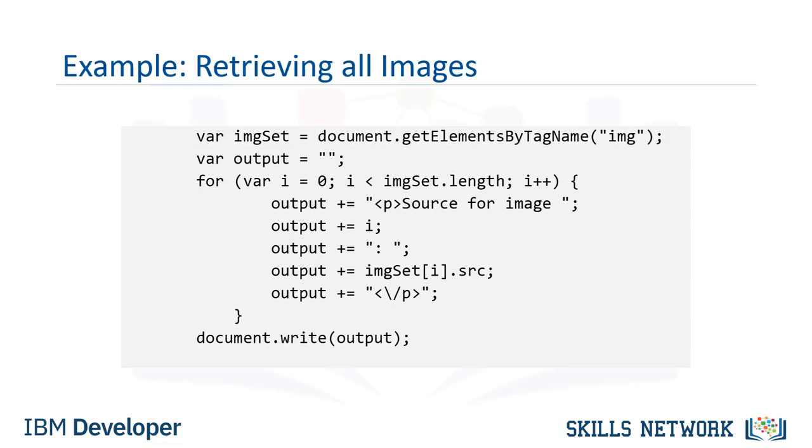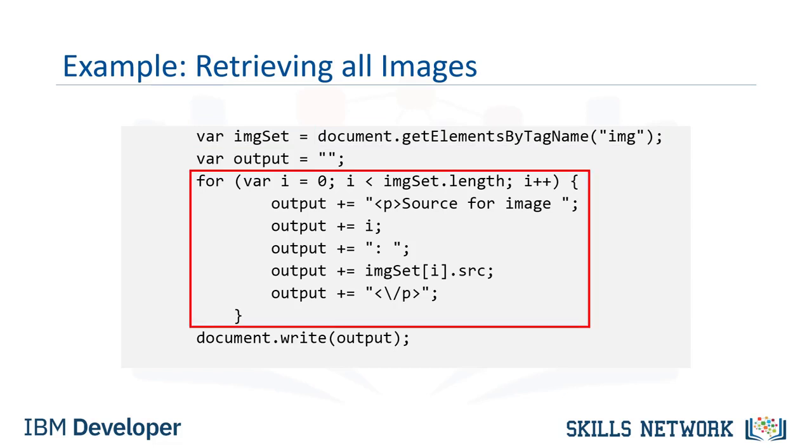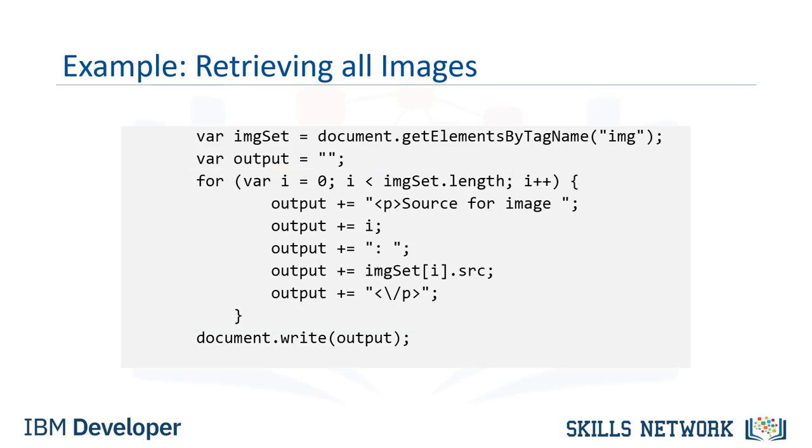In the next part of the code, you loop through the node list and concatenate the results into a DOM output stream. The src attribute is a common property for the image tag. The src attribute indicates the location of the image source. The document.write function adds the script-generated HTML to the document.